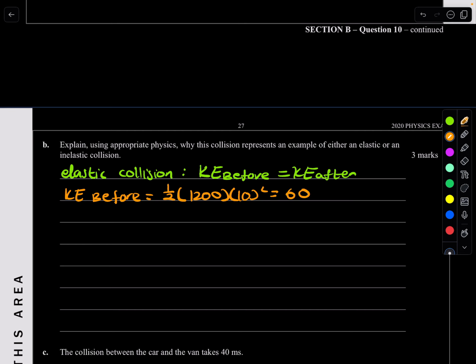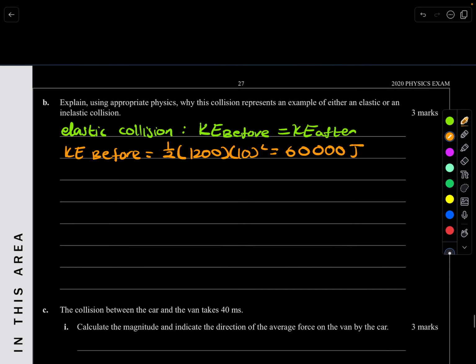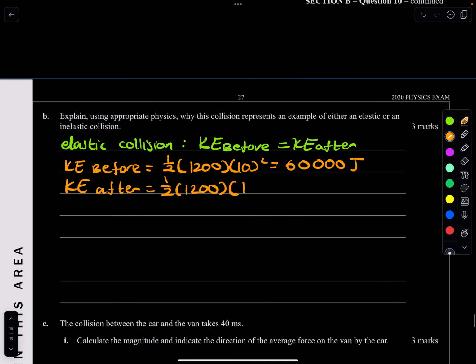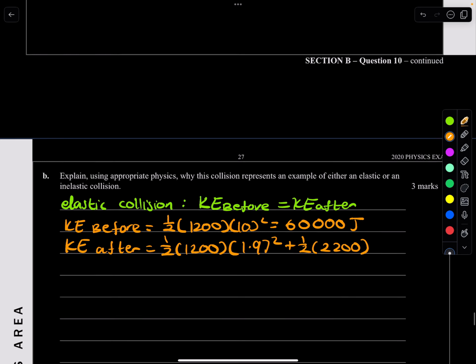It's actually just 60,000 joules. Now let's find the kinetic energy after the collision. So it's just going to be the kinetic energy of the car after the collision. We found that the velocity was around 1.9, so 1.9 squared, plus what about the kinetic energy of the van?